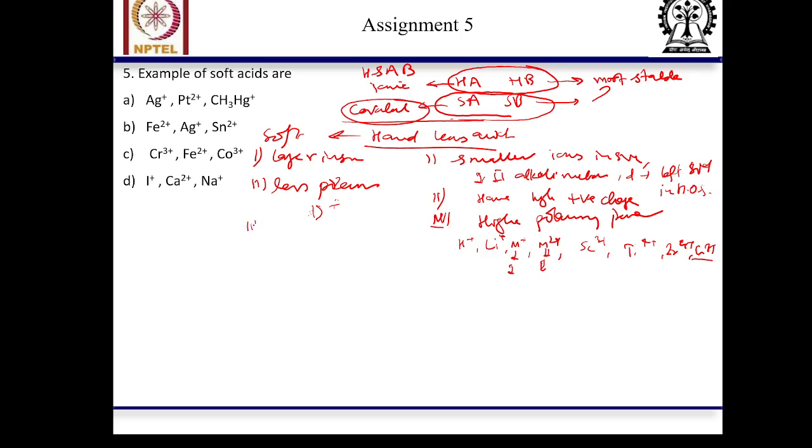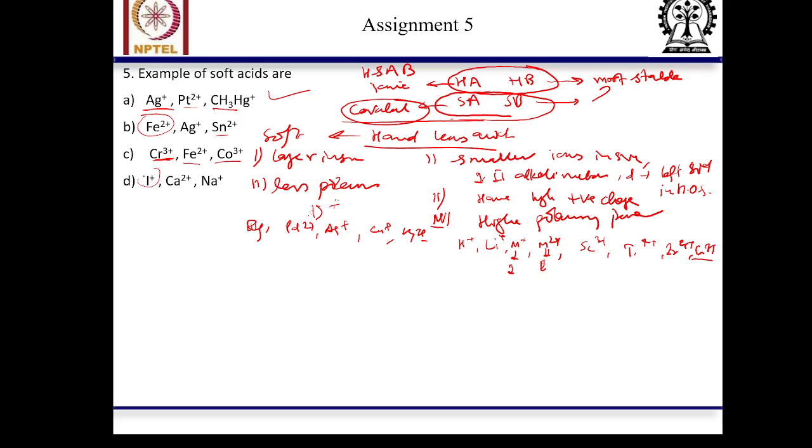In soft acids, what are the examples? Basically d-block elements from the right side in lower oxidation state, like palladium 2 plus, silver plus, copper plus, and mercury 2 plus, this kind of metal. So what is the correct example? The correct example is this, like silver plus, platinum 2 plus. Now see, Fe2 plus comes from the left side, so this is hard. This is hard, this is hard, this is hard.